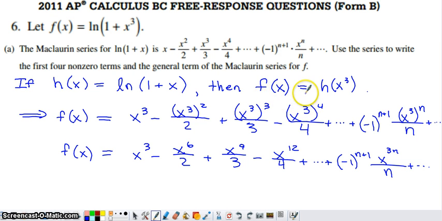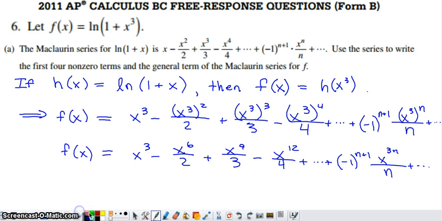So f of x is equal to h of x cubed. It's this series with x cubed in place of all the x's. So if you put x cubed in place of all the x's in the series for the natural log of 1 plus x, you end up with this initially, and then if you clean that up a little bit, it looks like what I have right here. So part A shouldn't be too bad. You're just replacing all of the x's in this series that converges to the natural log of 1 plus x with x cubed.